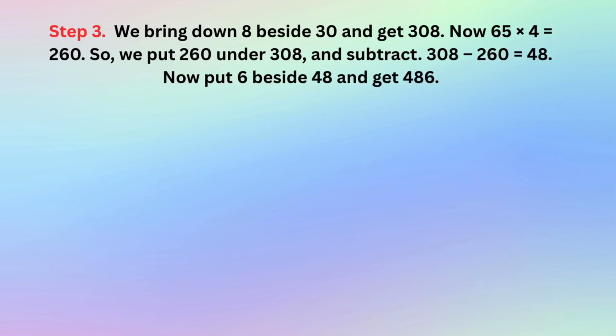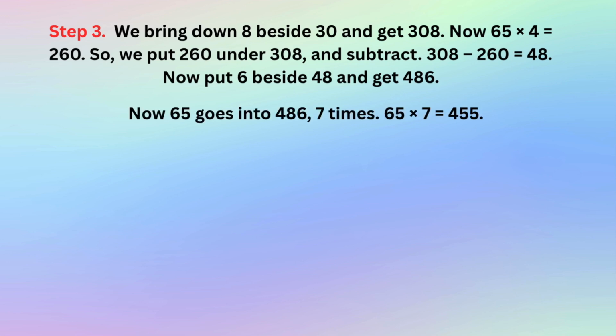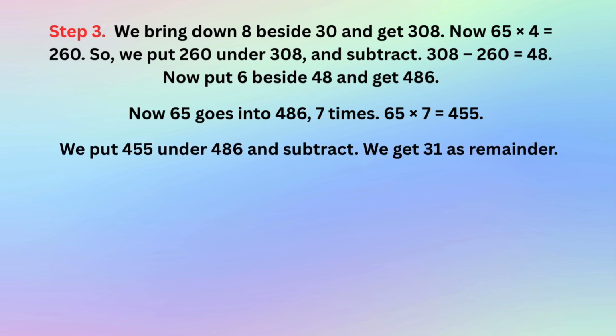Step 3. We bring down 8 beside 30 and get 308. Now 65 times 4 equals 260. So, we put 260 under 308 and subtract. 308 minus 260 equals 48. Now put 6 beside 48 and get 486. Now 65 goes into 486, 7 times. 65 times 7 equals 455. We put 455 under 486 and subtract. We get 31 as remainder.